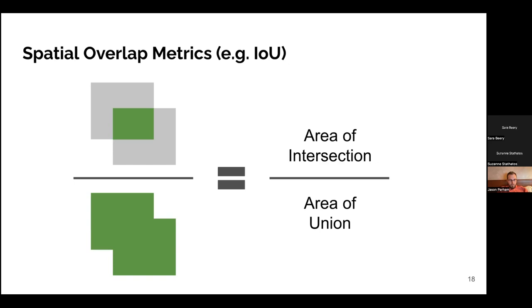And you can also do this with amorphous blobs, like in segmentation. We'll talk about that later as well, but there's no need for this to be boxes. So this is the prototype for measuring how similar two spatial regions are.